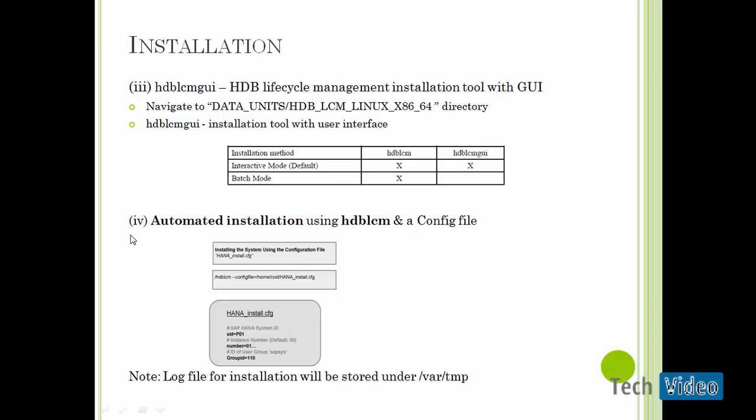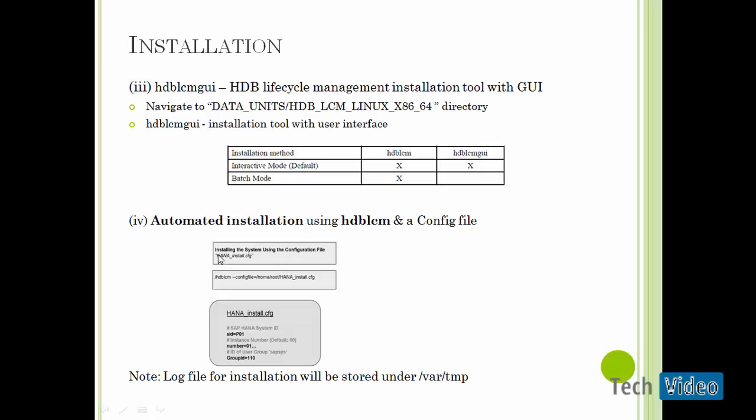So the next option is about this automated installation, that is the batch mode of installation using HDBLCM shown here and a config file. To summarize, interactive mode is possible with both HDBLCM and HDBLCM GUI, but batch mode is possible only with HDBLCM.